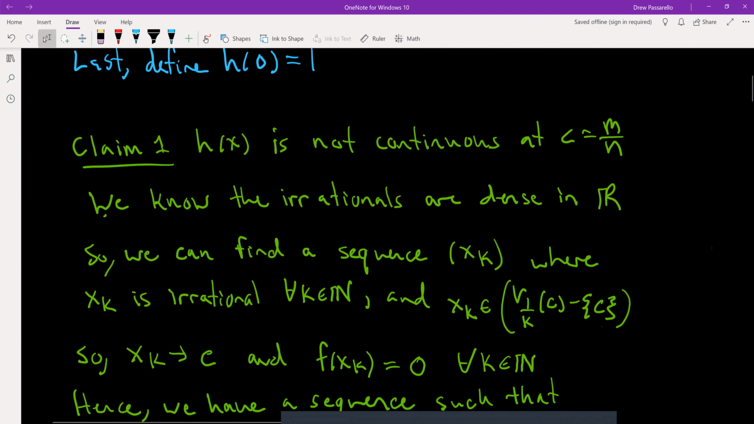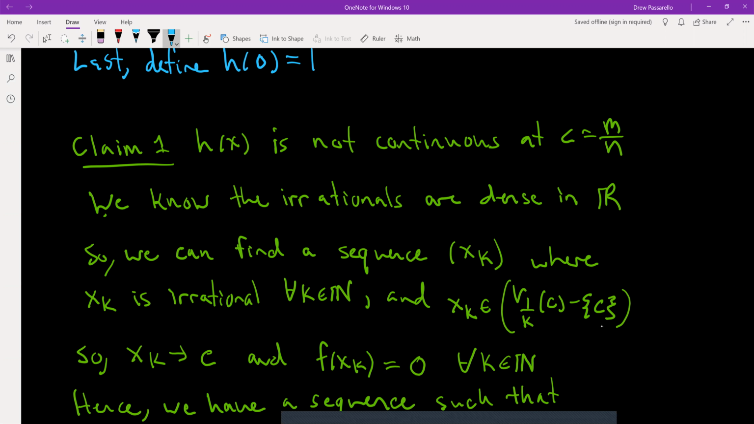So we know the irrationals are dense in the reals. So since the irrationals are dense in the reals, then for any neighborhood around our value c, since it's a real number, that neighborhood is going to contain irrational numbers. So let's find a sequence, call it xk, where xk is irrational for all of the members of the sequence, so for all indices k a natural number. So we're going to pick all of the irrational values that are around our value c in some neighborhood, have it as a sequence, call it xk.